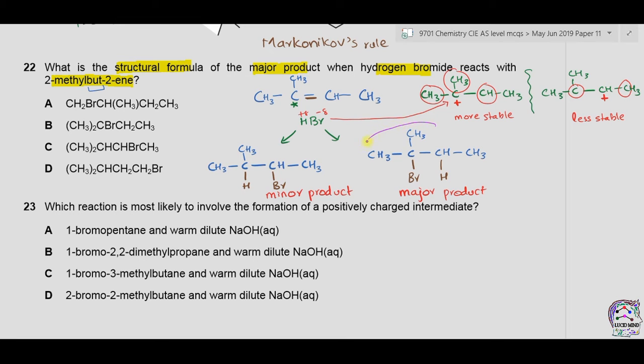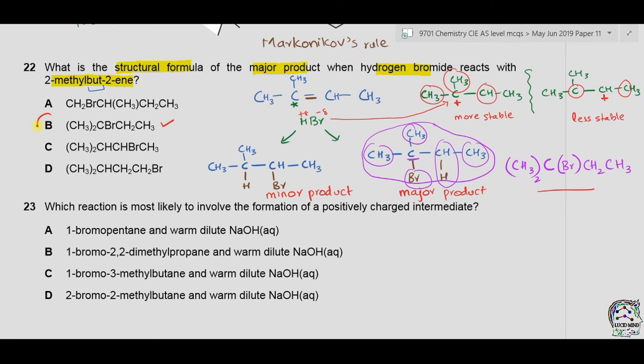Let's find the structure of the major product. So we have 2 CH3 with this carbon atom, so we can write CH3 twice. Then we have C. Then bromine is also attached with this carbon, so we can write bromine in brackets. Then we have CH2 and then CH3. Now moving towards the given options, we can see that this one is similar to our product formed, so therefore the answer is B.